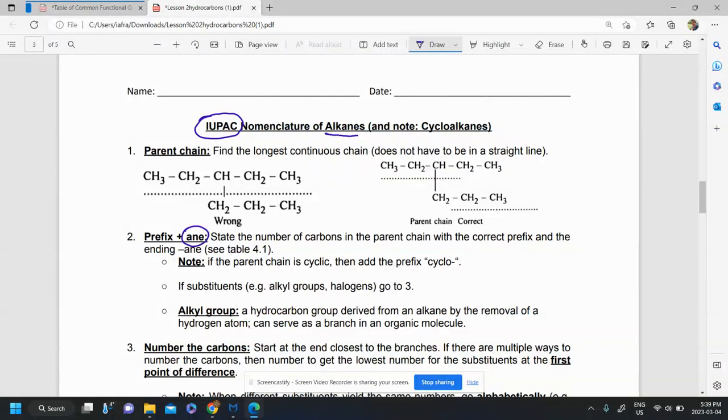Just to show you again, identifying the parent chain, this is another example over here. You could have chosen this as your parent chain or this as your parent chain. This one would have been wrong because there's only 5 carbons. If you went this way, this is correct because you have 1, 2, 3, 4, 5, 6 carbons. So this would have been your parent chain.